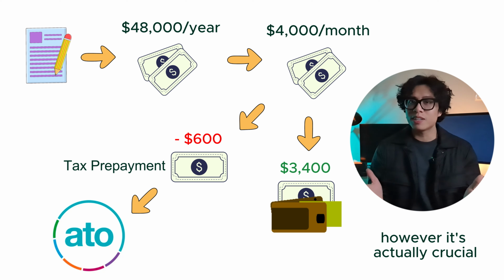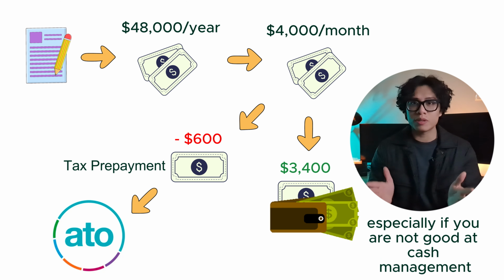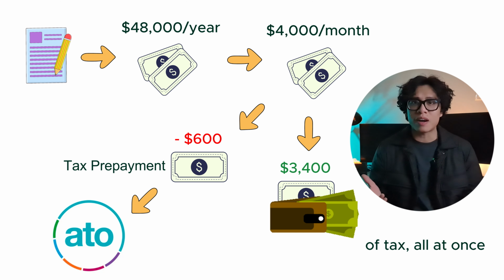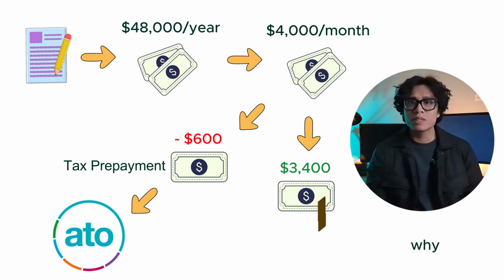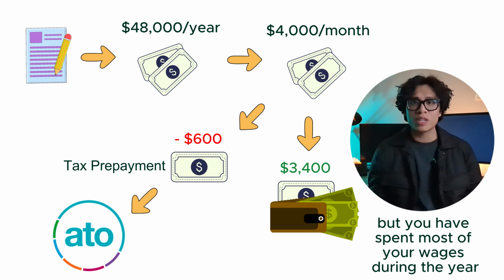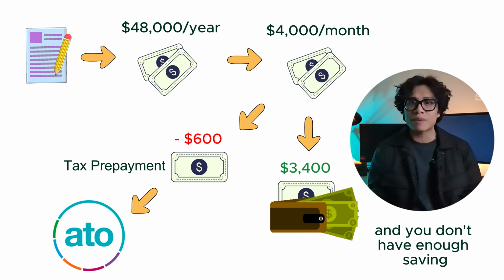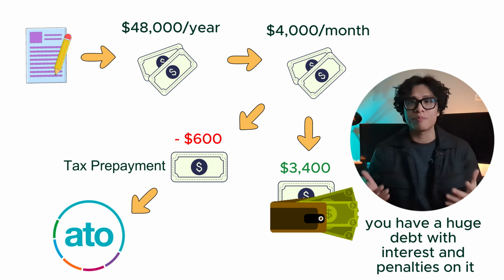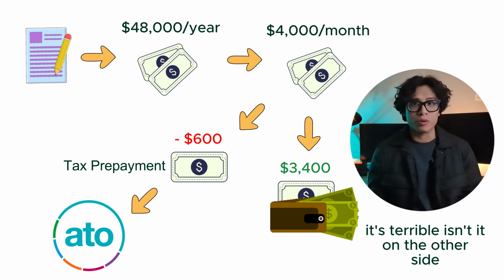However, it's actually crucial, especially if you are not good at cash management. Just imagine that you need to pay $6,000 of tax all at once while you have spent most of your wages during the year and you don't have enough saving. As a result, you have a huge debt with interest and penalties on it. It's terrible, isn't it? On the other side, for the ATO, pay-as-you-go withholding system helps them to reduce the amount of uncollectible tax.